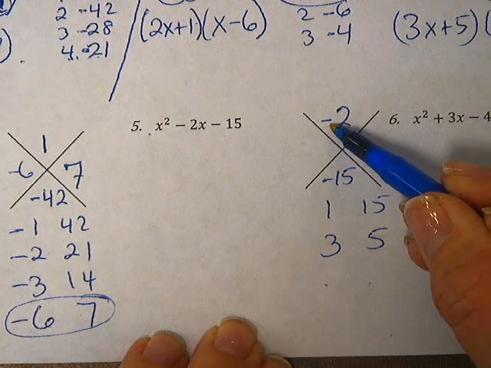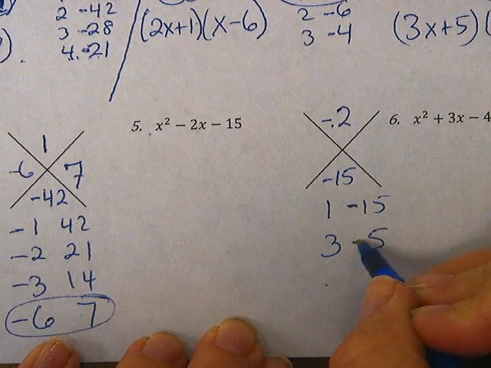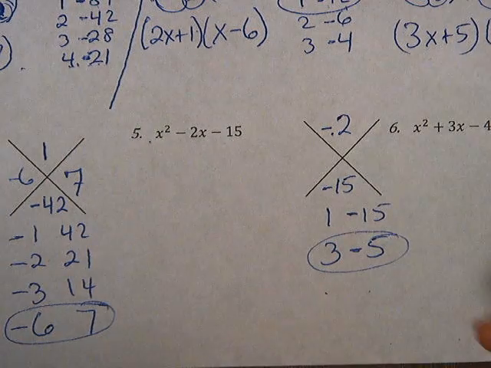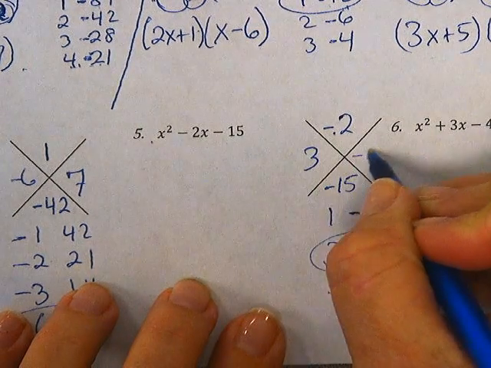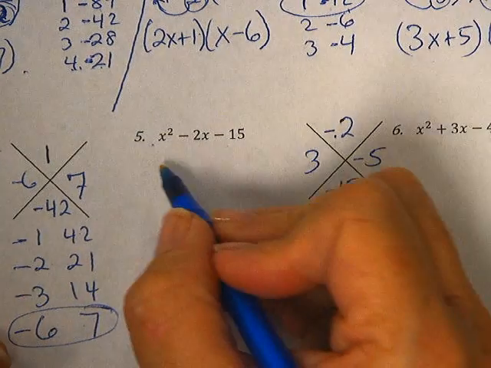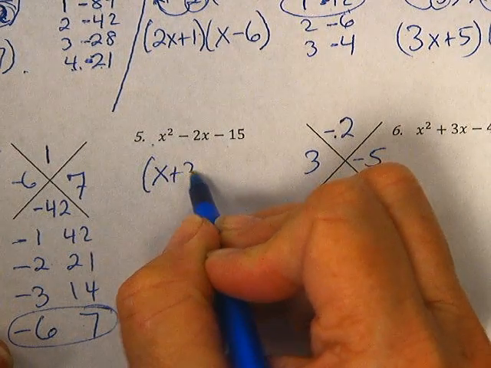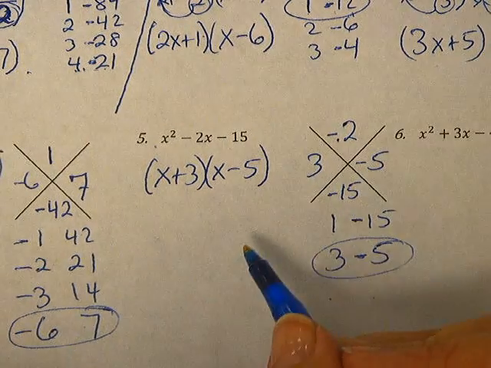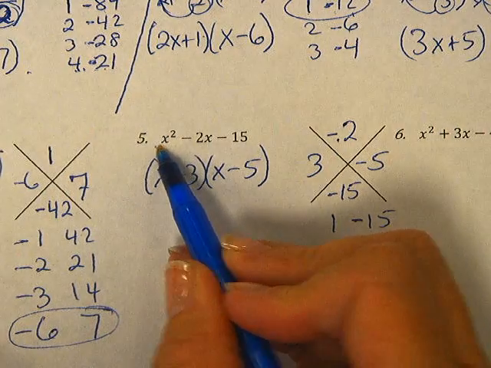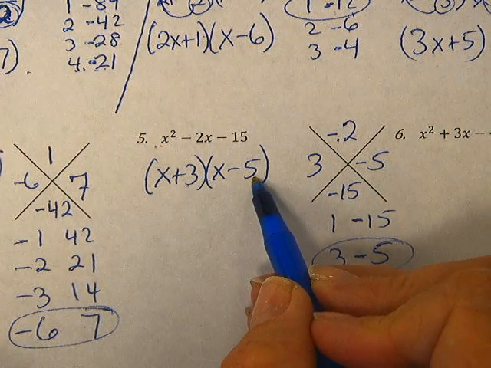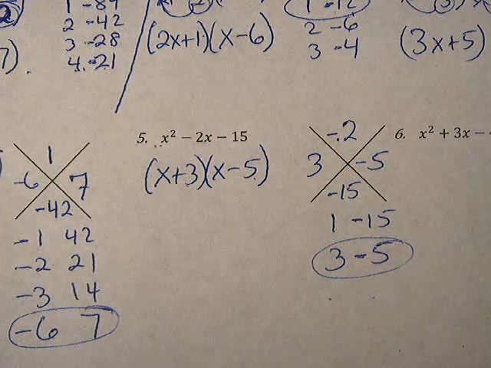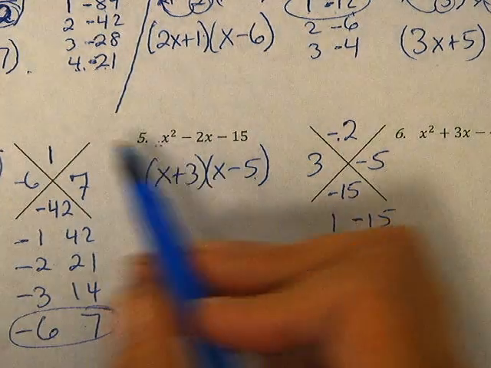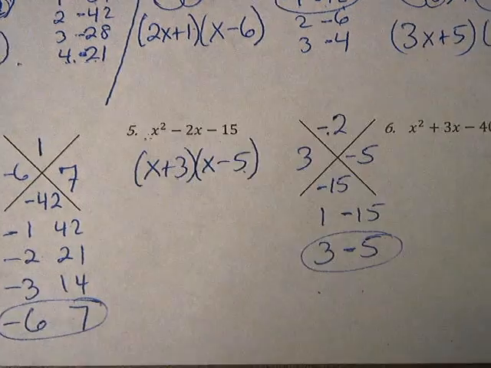I need them to add together to give me a negative, so the bigger numbers get the negative. And this pair, 3 and negative 5, will add to give me negative 2. So 3 and negative 5. And I put them in my factors, x plus 3 and x minus 5. My a value was 1 again. So if I divide 3 by 1 and 5 by 1, I get the same thing. So I'm done at this point with this problem. So anytime we've got a 1 in the front, it makes our life much easier.